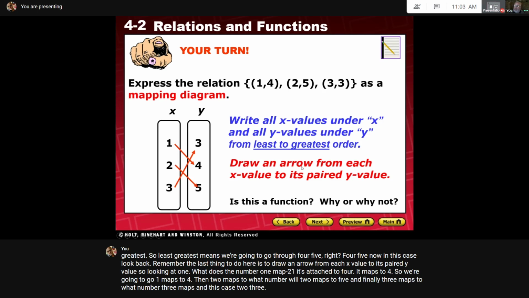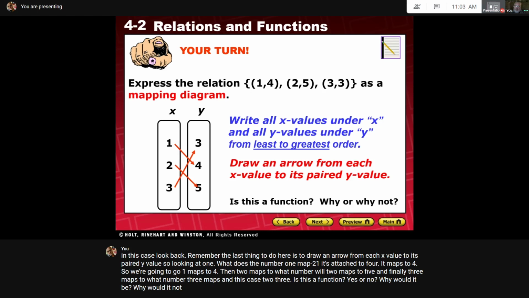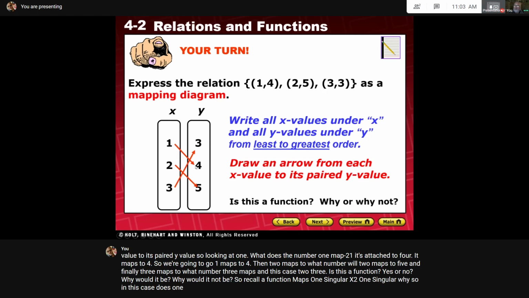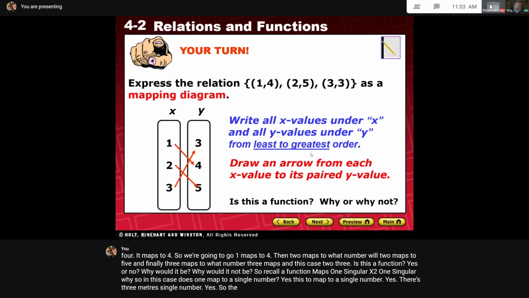Is this a function? Yes or no? Why would it be? Why would it not be? So recall, a function maps one singular x to one singular y. So in this case, does 1 map to a single number? Yes. Does 2 map to a single number? Yes. Does 3 map to a single number? Yes. So the answer is yes, this is a function.